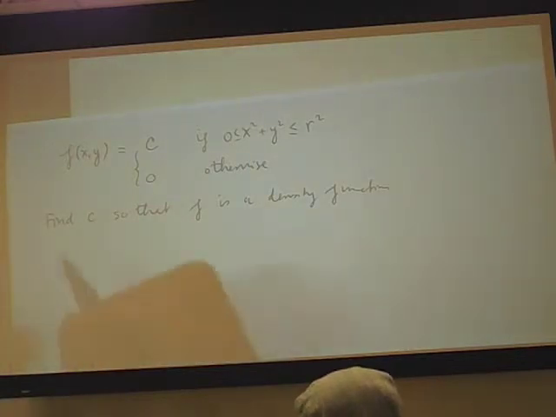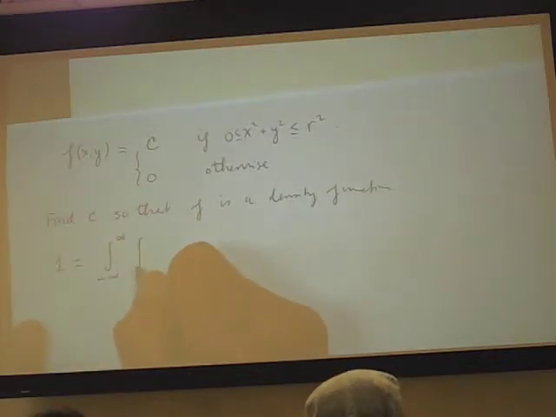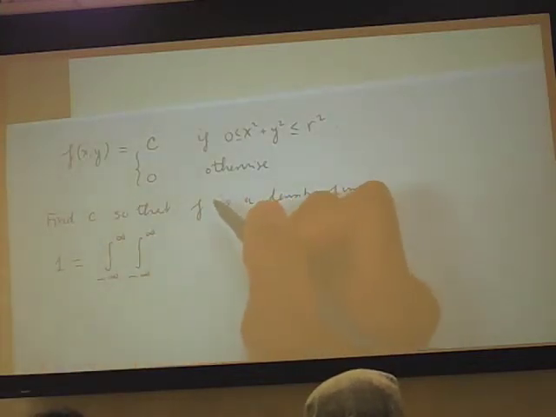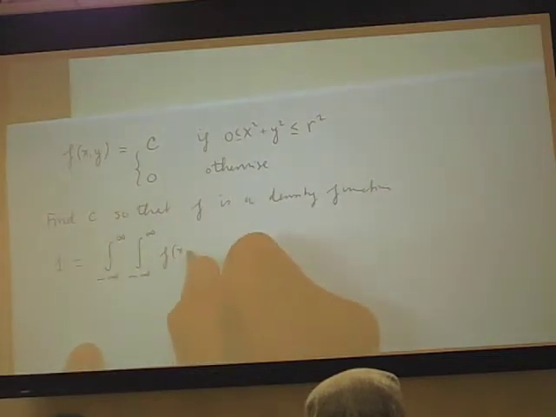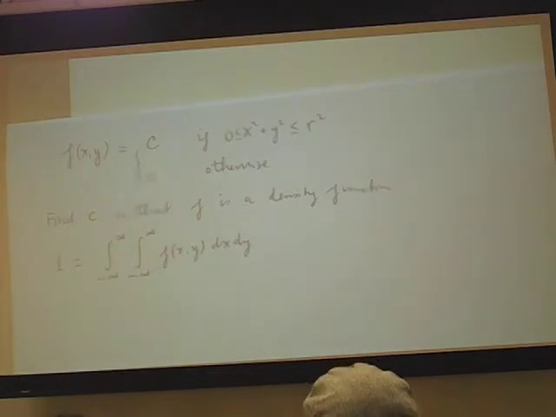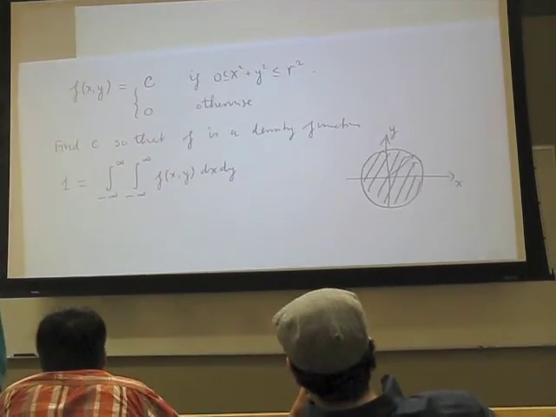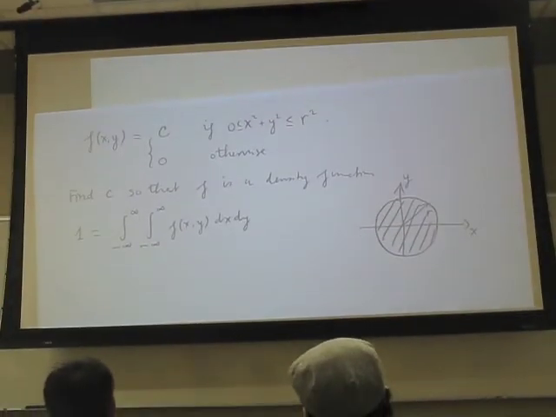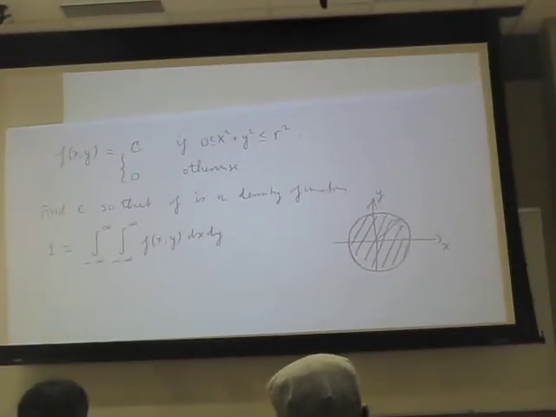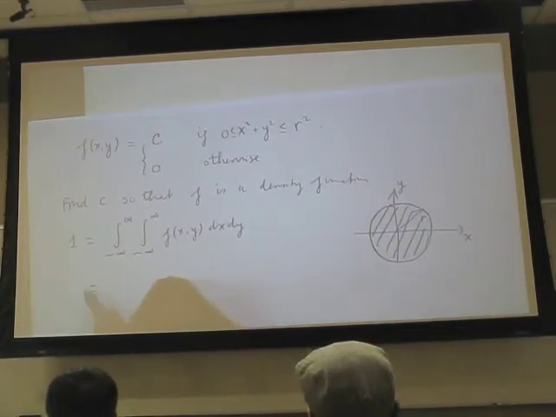Because in general, to be a density function, you integrate from negative infinity to infinity, negative infinity to infinity, of f of x, y, dx dy, and it's going to give you 1. From there you will be able to calculate c. So therefore I'm going to switch over to polar coordinates. So here, 1 is equal to what?